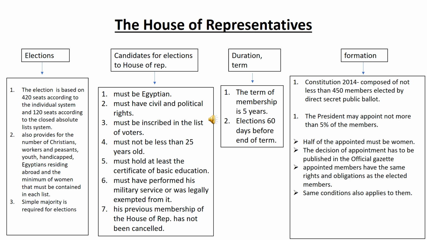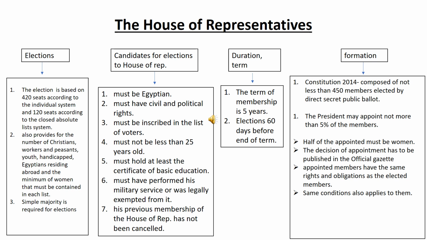Formation. The Constitution of 2014 provides that it is composed of not less than 450 members elected by direct, secret, public ballot. So we have here a minimum required of the members who are the representatives of people in the Parliament. Their number cannot be less than 450 members. They will be elected by direct secret public ballot.